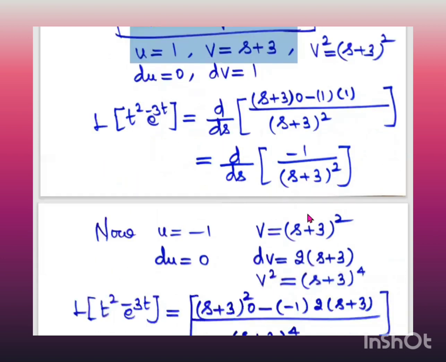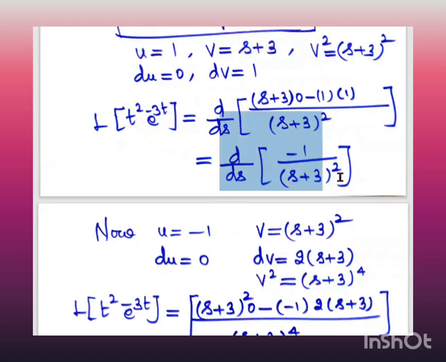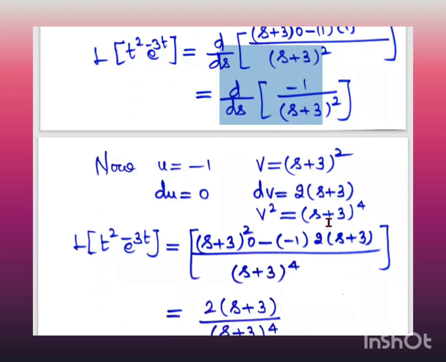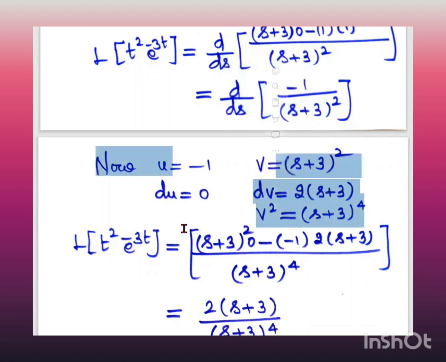Again, you have to differentiate, you have to use the u by v method. In this step, what is u? Minus 1. What is v? s plus 3 whole square. So again, you have to use the same formula, d of u by v is equal to v du minus u dv divided by v square. So u is minus 1, v is s plus 3 whole square, du is 0, dv is equal to 2 into s plus 3. What is v square? s plus 3 whole square whole square. So therefore, s plus 3 whole power 4.